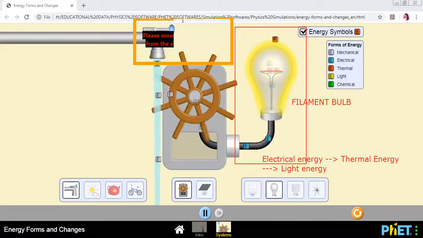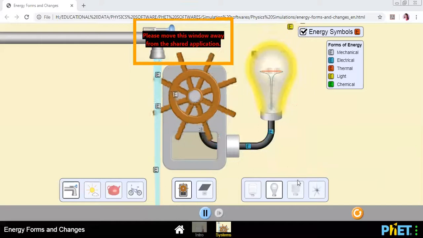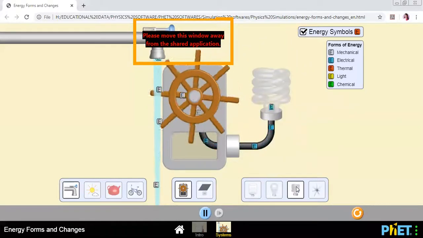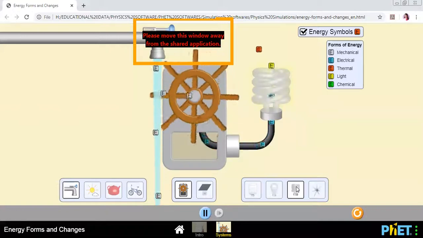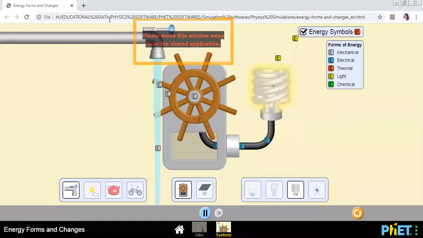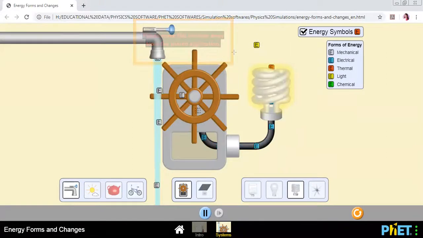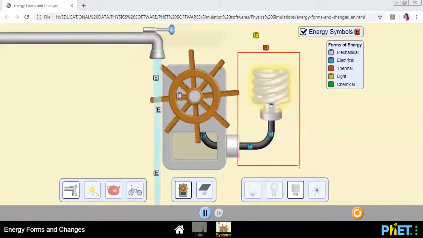But now I will change the system. See, I'm changing it now. I go to the traditional bulbs nowadays what we are using. It is called CFL. Now look at the energy conversion in CFL, the another type of bulb what we have. Let's look at the energy conversion in this system.